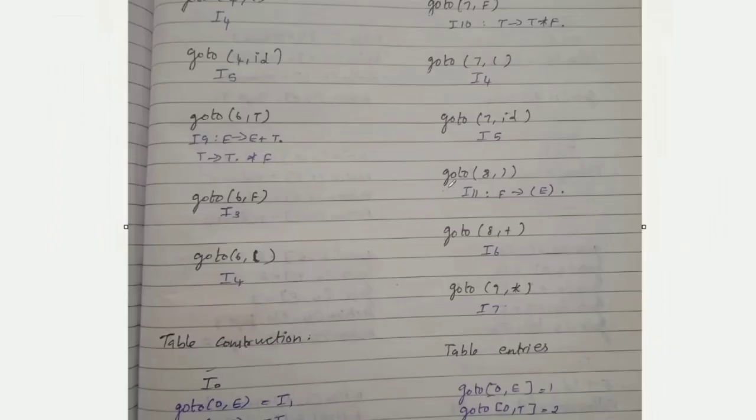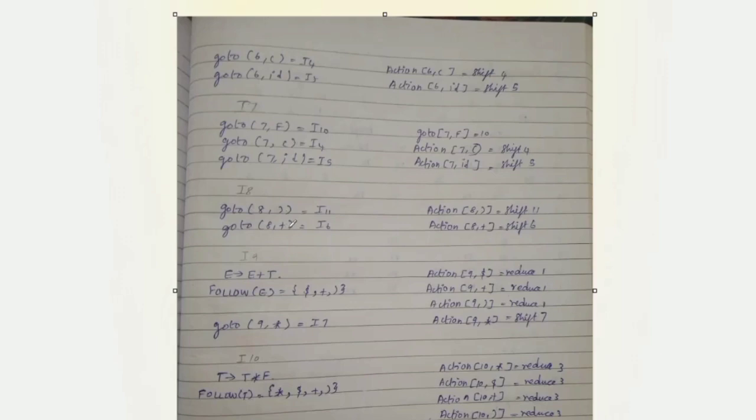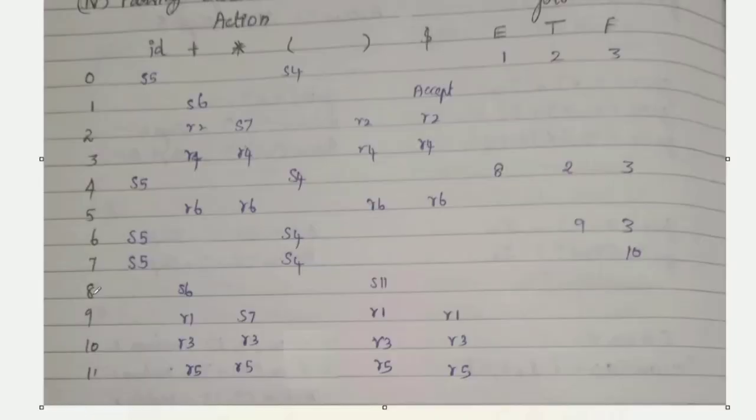Next we have a transition: go to 8 comma close bracket I11, go to 8 comma plus I6. These two are terminal symbols. Then write table entries: action 8 comma close bracket I11 as shift 7, action 8 comma plus I6 as shift 6. In the given parsing table, 8 plus shift 6, 8 close bracket shift 11.